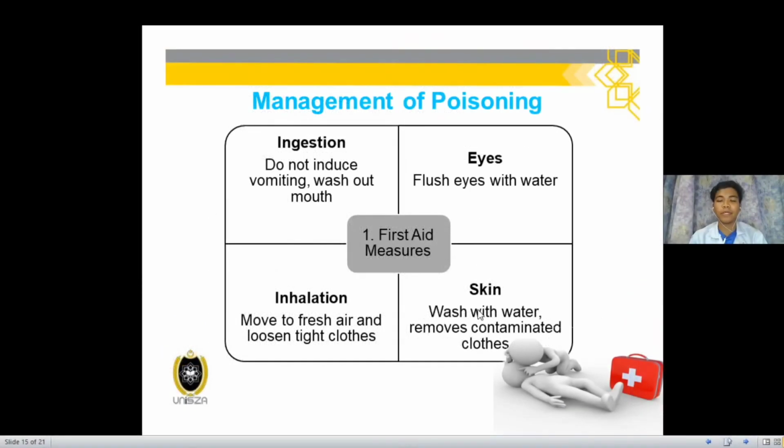Thank you, Amira. So I will continue this presentation with management of poisoning. The first management is first aid measure. First aid measure is action you have to do right after the incident. For example, you can wash your eyes, your mouth, or your skin with plenty of water. And also you can move to fresh air and loosen your tight clothes, for example, your necktie. However, we are not required to induce vomiting because it is dangerous to our body.